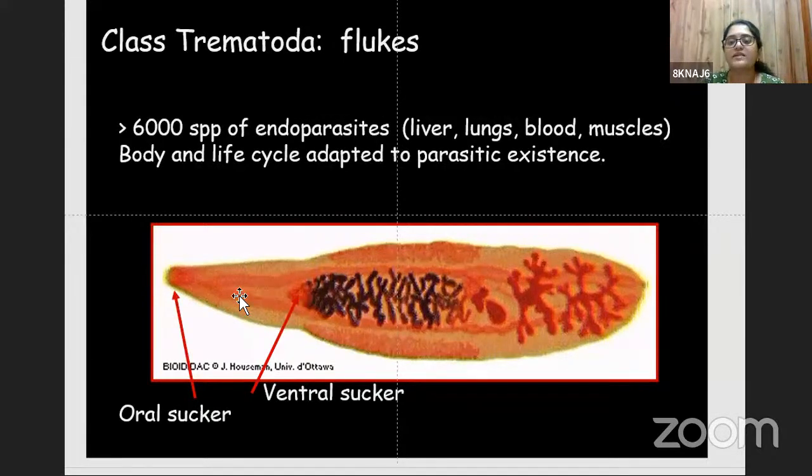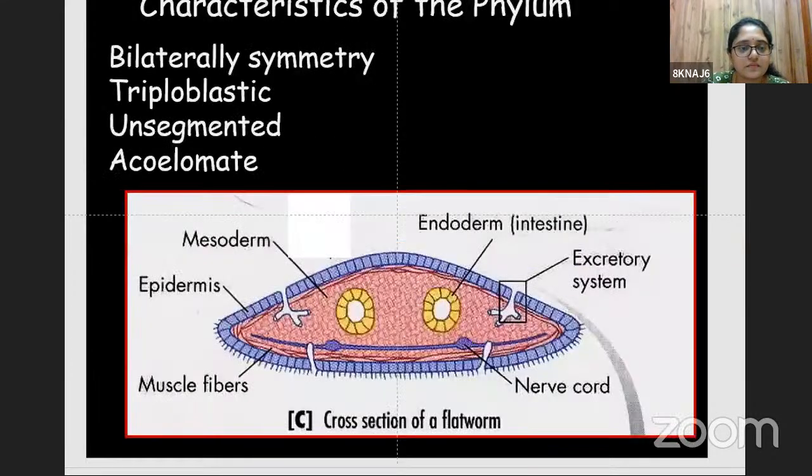Then you have a pair of cerebral ganglia, and also a longitudinal nerve cord that you can see in the transverse section. You have a longitudinal nerve cord which goes like this. This is the transverse section. You have to imagine it as a ladder-like form, as if you are seeing from the beginning of the ladder.